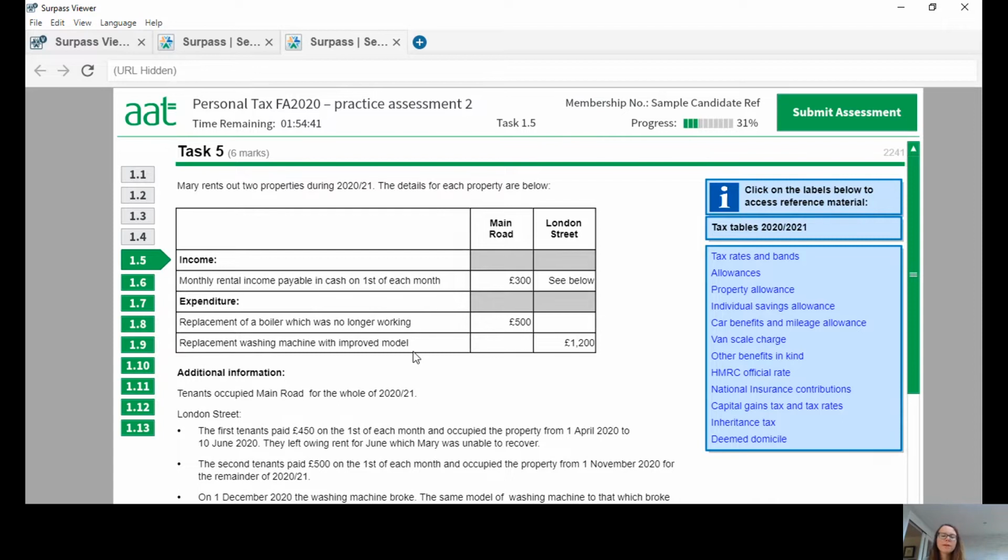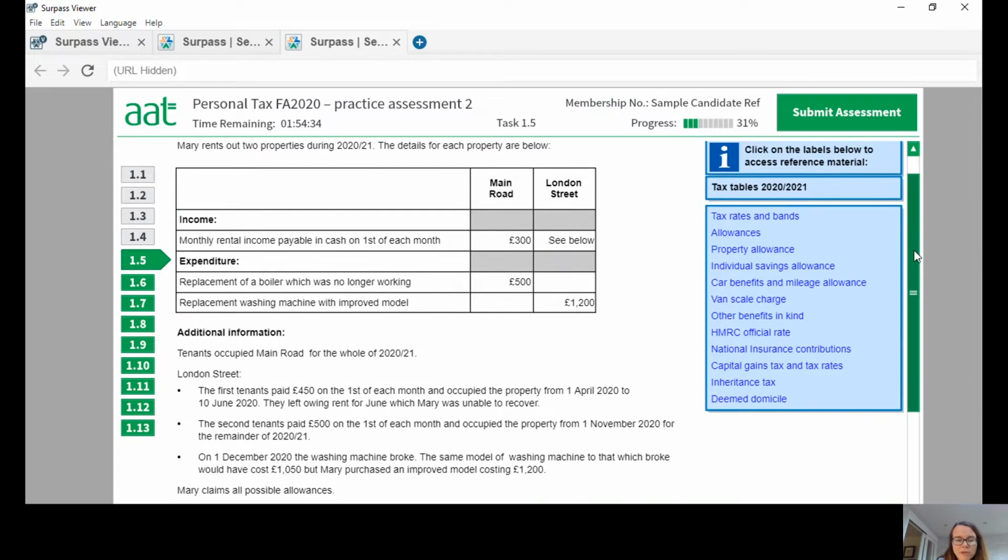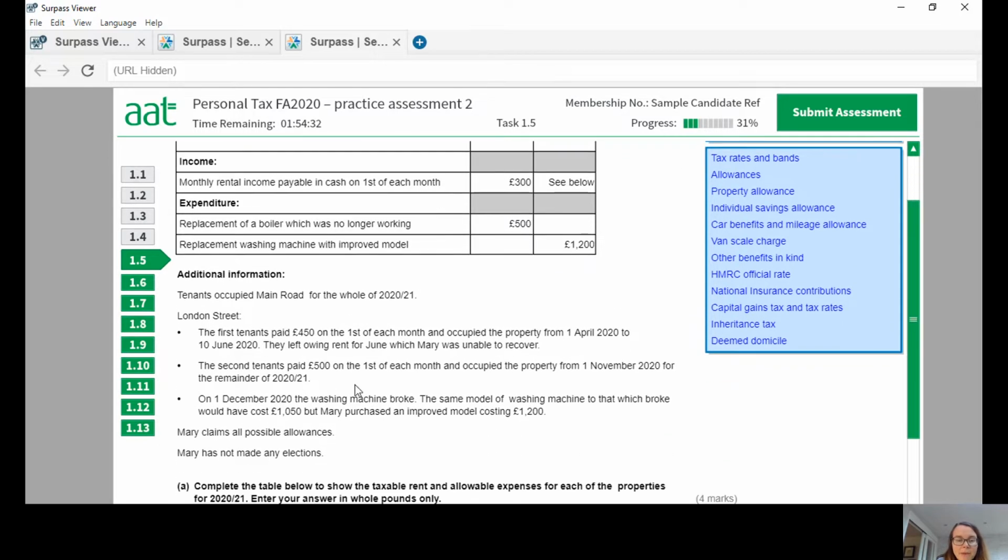Replacement washing machine with an improved model. We should be allowed to replace it with a similar model, not an improved model. If we look here, it tells us the same model would have been 1,050. So that would be the allowable figure, not the 1,200 that she spent on the upgrade. The only exception to that seems to be double glazed windows.